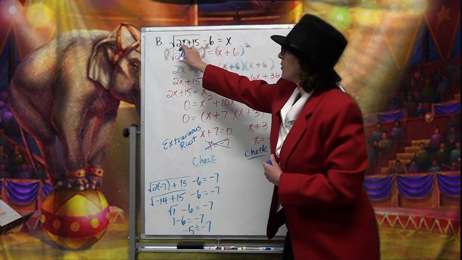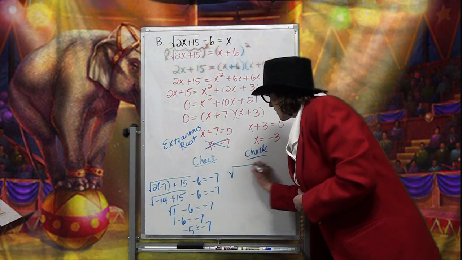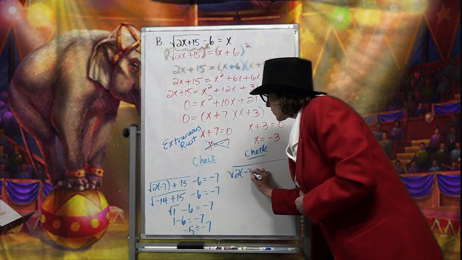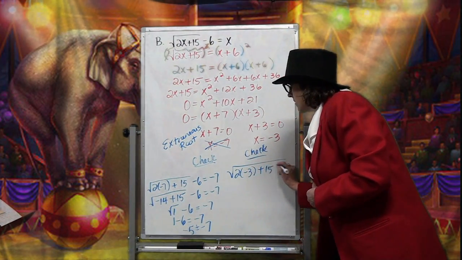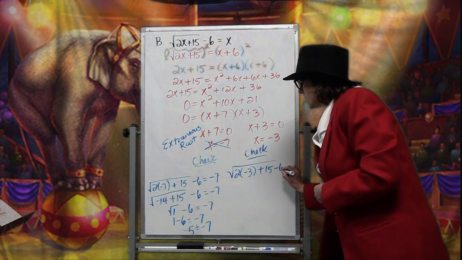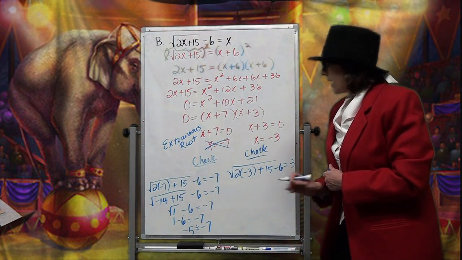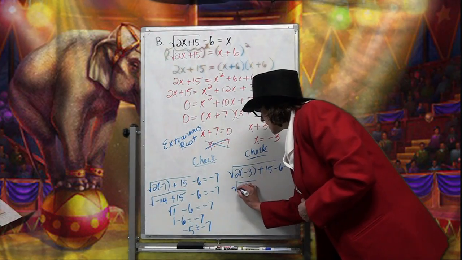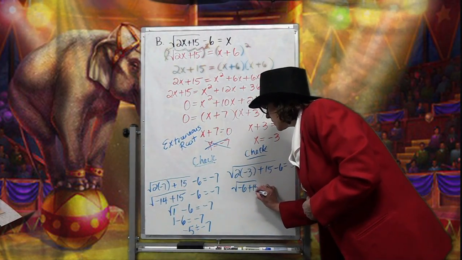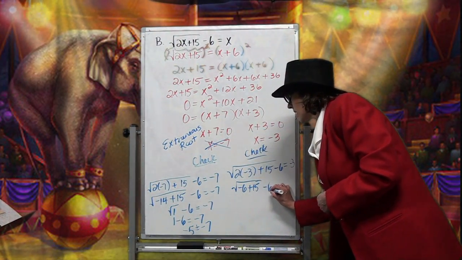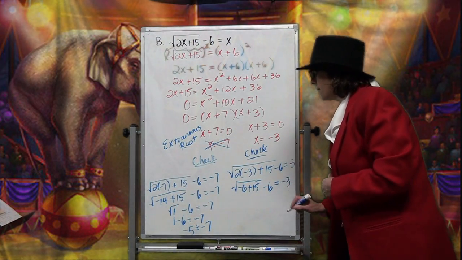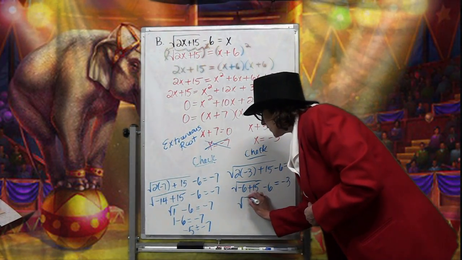So now let's check this one. When I take that -3 and pop it in here and here, I will get 2 times -3 plus 15, and then I'm going to subtract a 6, and I better get a -3 when I do that. So under the radical, 2 times -3 is -6, and I have -6 plus 15 under that radical. Then I'm going to subtract a 6. I better get a -3.